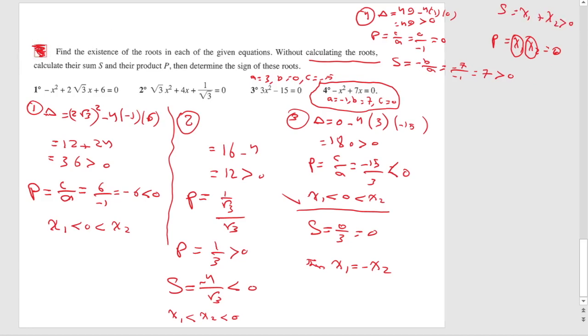So I'm saying that one of the roots is 0 and their sum is positive. It means that x1 equals 0 and x2 equals 7, and it's done. We can write the answer last. This is a special case. It doesn't always come, but here the product equals 0.